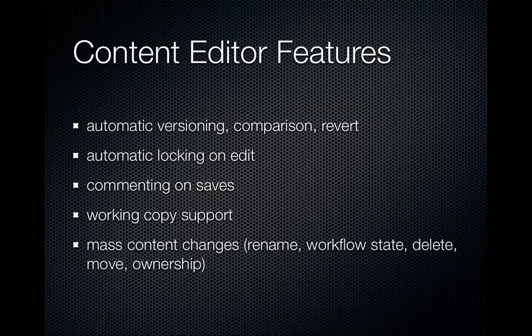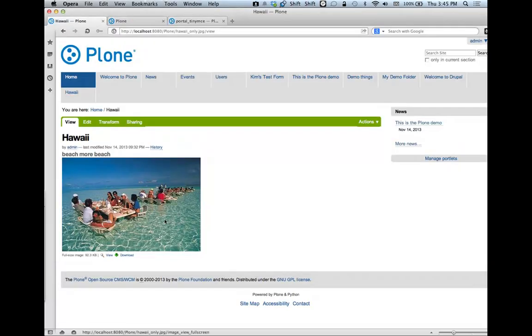As a content editor, there's automatic versioning of Plone pages, and you can compare old versions that have been saved. You can revert back to old versions. There's automatic locking of pages or any content item when someone's trying to edit something. You're prevented, or at least you're warned about not overwriting those changes. You can add comments when you're saving a page.